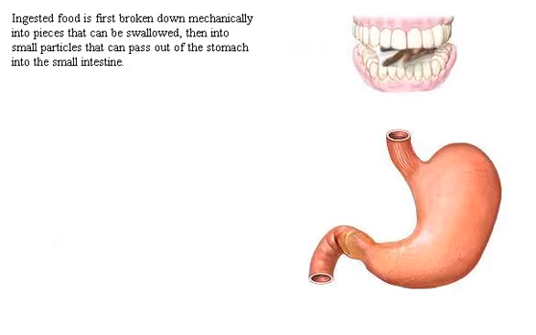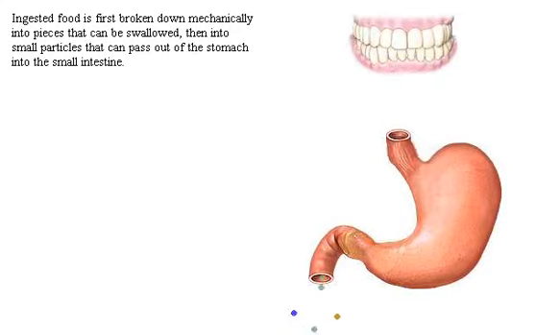Ingested food is first broken down mechanically into pieces that can be swallowed, then into small particles that can pass out of the stomach into the small intestine. Click the small particles.